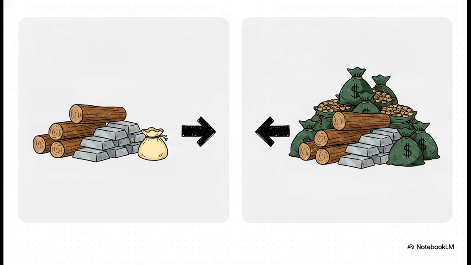Factor 2 is input prices. We're talking about the cost of the raw materials and labor needed to actually make the good. A drop in raw material costs triggers a rightward shift, purely because it's cheaper to produce. Conversely, a nasty spike in resource costs squeezes those profit margins, triggering a rapid leftward shift.